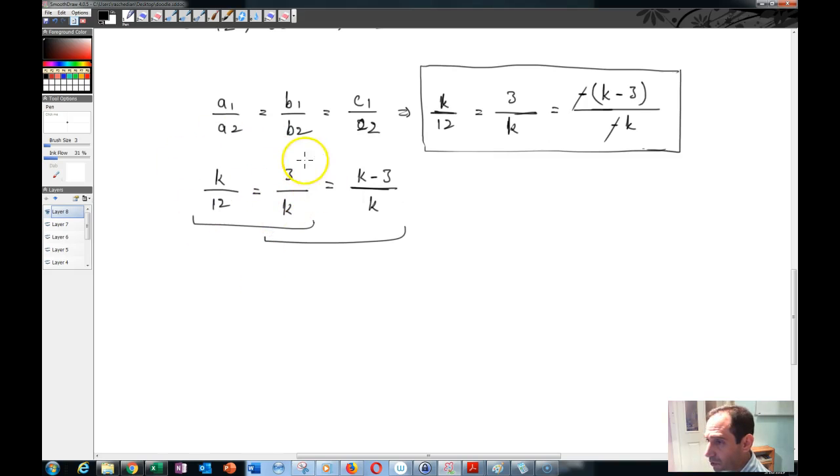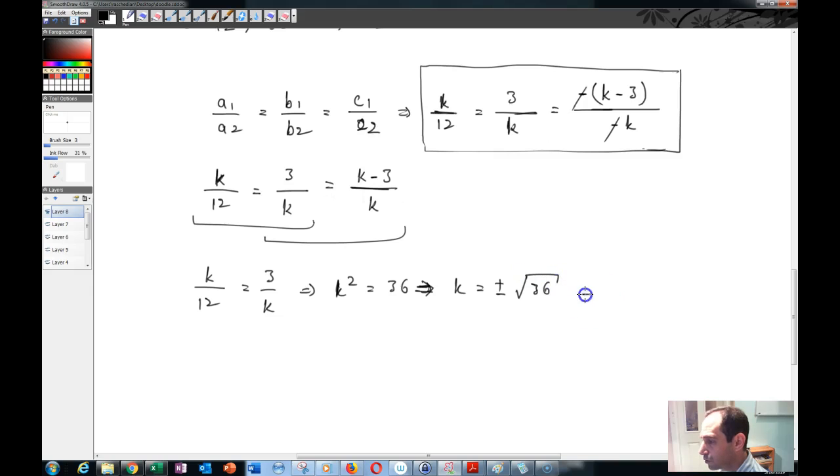So how you can solve this equation is that first you can take the first part, meaning that K divided by 12 is equal to 3 divided by K, and so that means that K squared is equal to 36, and so K is equal to plus or minus square root of 36, which is equal to plus or minus 6. So here your K is plus or minus 6.